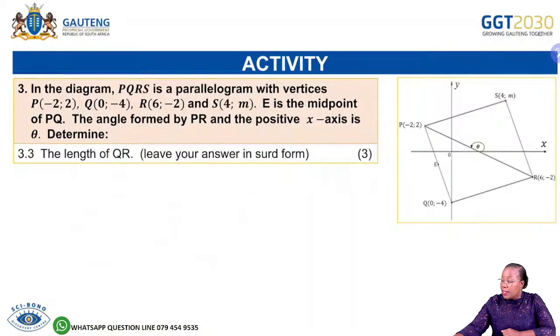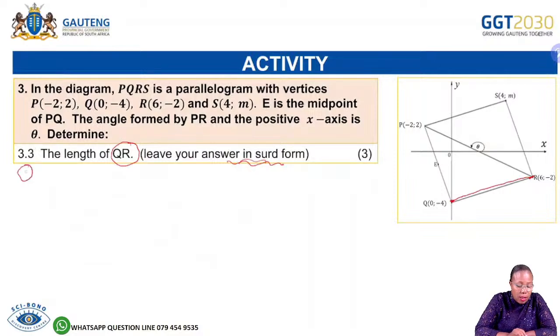Right, in this case we need to calculate the length of QR. Where is QR? We are taking the distance from here to there. Leave again your answer in surd form, Grade 12. We don't want to see decimals because it is indicated that you must leave your answer with that root sign. Now we are looking at the length of QR. We need coordinates of Q and R. Let's take out our coordinates first. Q is (0; minus 4), and R is (6; minus 2).